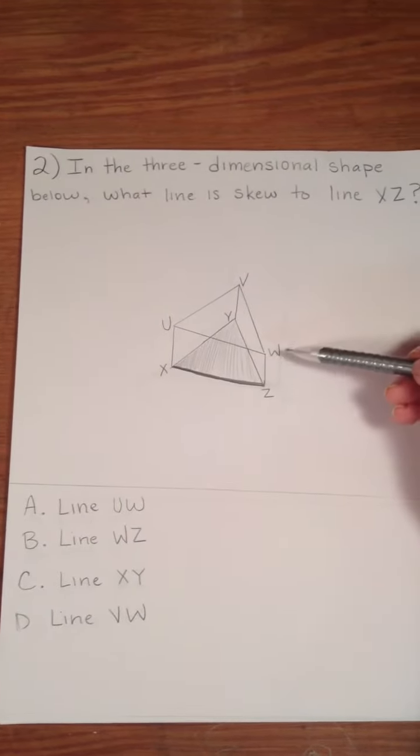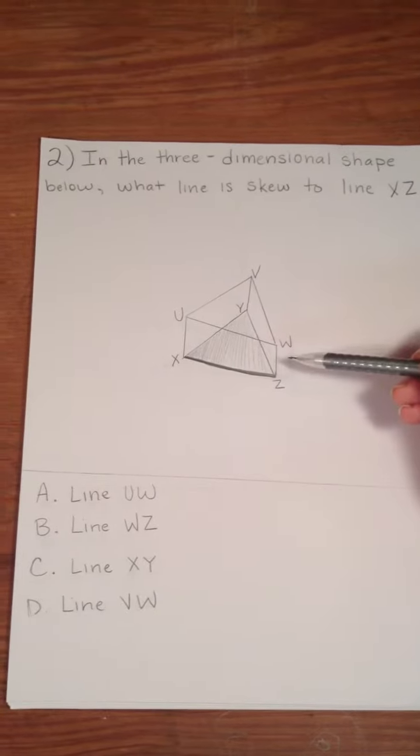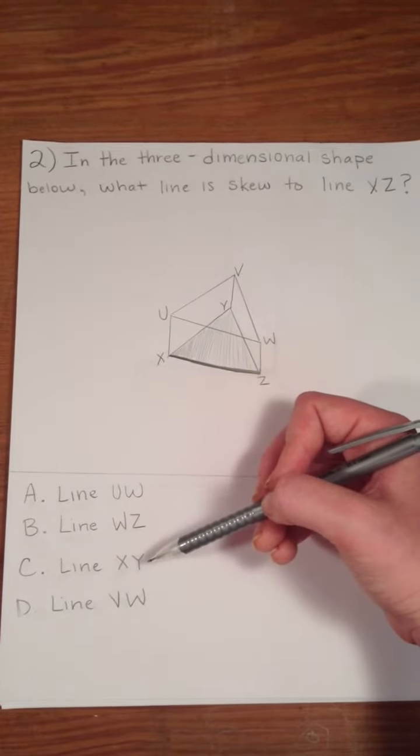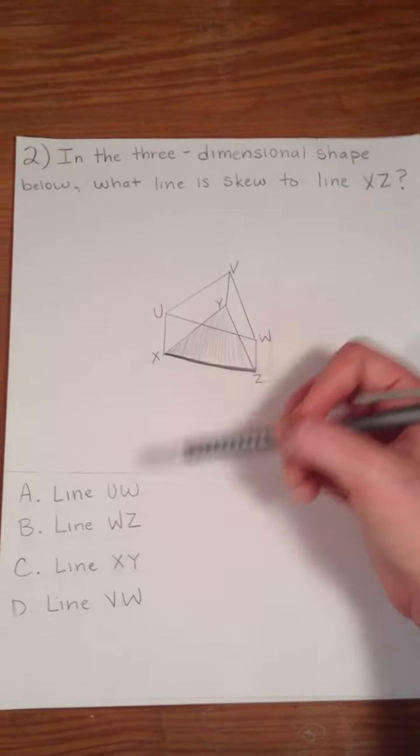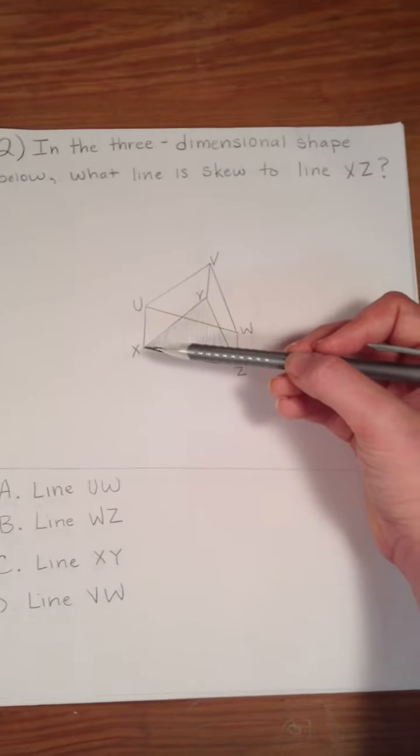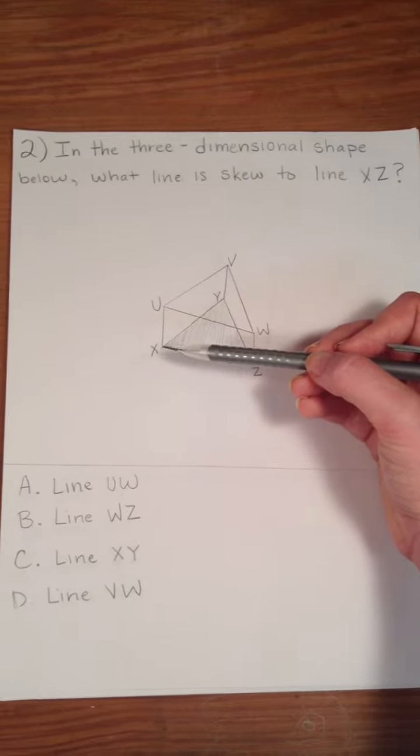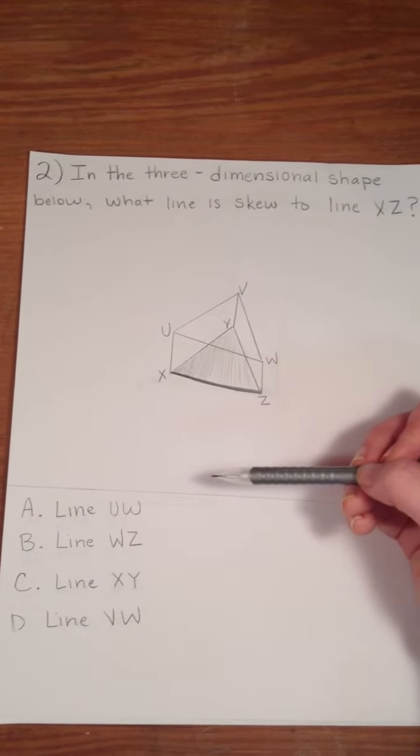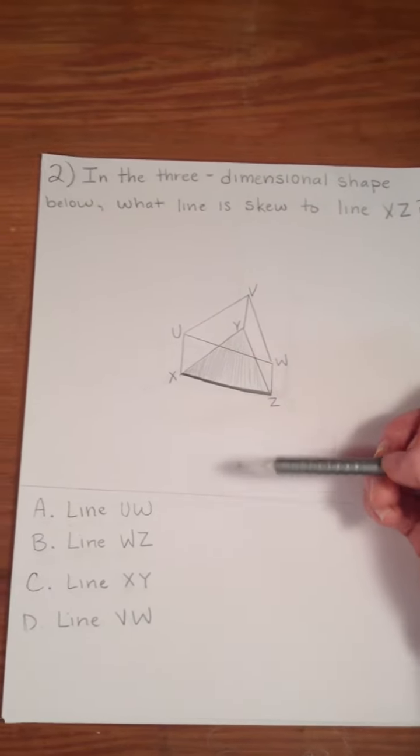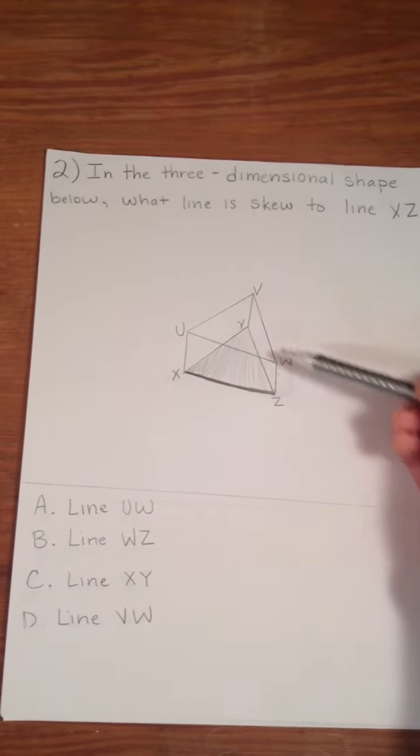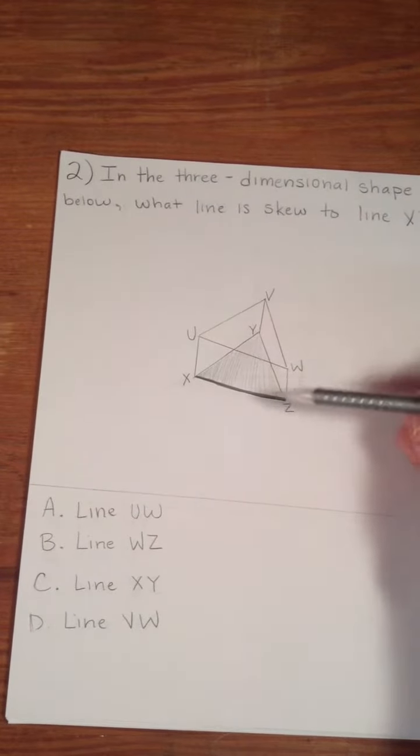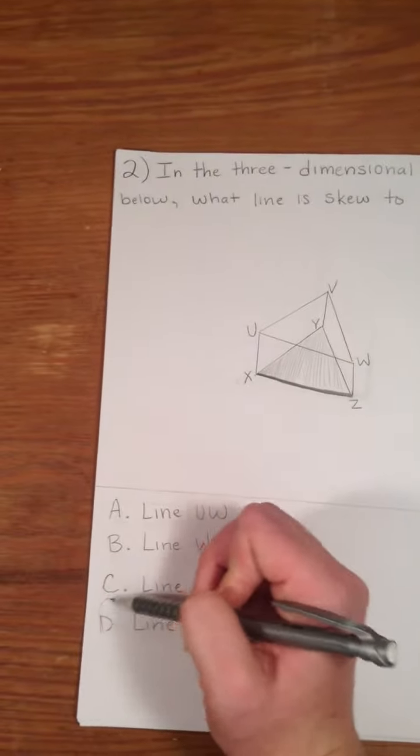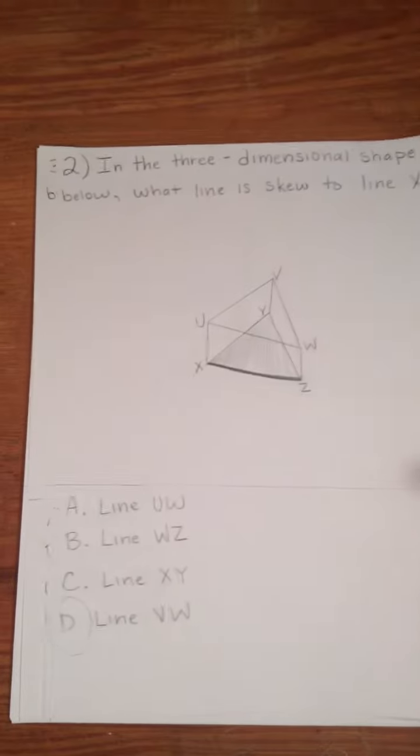We'll see that WZ is touching XZ, so that can't be the answer. Choice C is line XY. We'll see that XY is touching XZ, so that can't be the answer either, and then we're left with choice D, which is line VW. VW would be the answer because it's not touching XZ, and it's not going in the same direction, so they're not parallel, so that means that they're skew. So choice D is the answer to number 2.